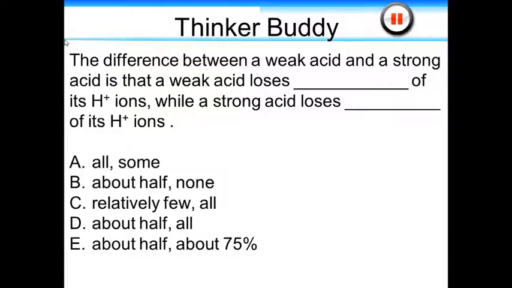Thinker Buddy question. The difference between a weak acid and a strong acid is that a weak acid loses blank of its H plus ions, while a strong acid loses blank of its H plus ions. A, a weak acid loses all, and a strong acid loses some. B, a weak acid loses about half, and a strong acid loses none. C, a weak acid loses relatively few, and a strong acid loses all. D, a weak acid loses about half, and a strong acid loses all. Or E, a weak acid loses half, and a strong acid loses about 75%.